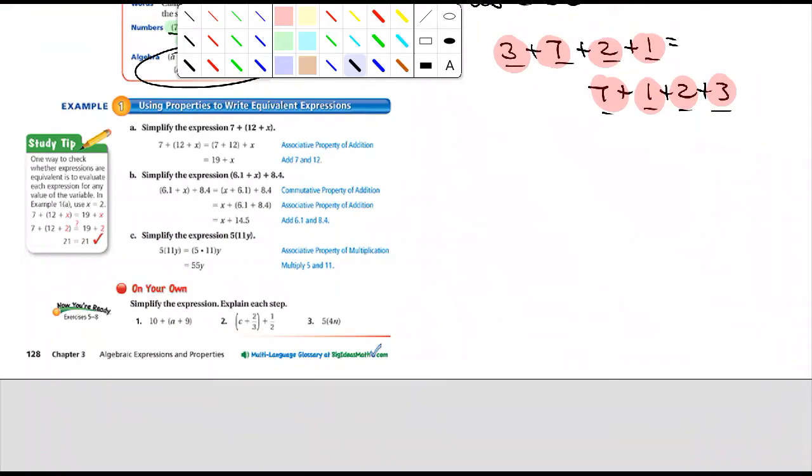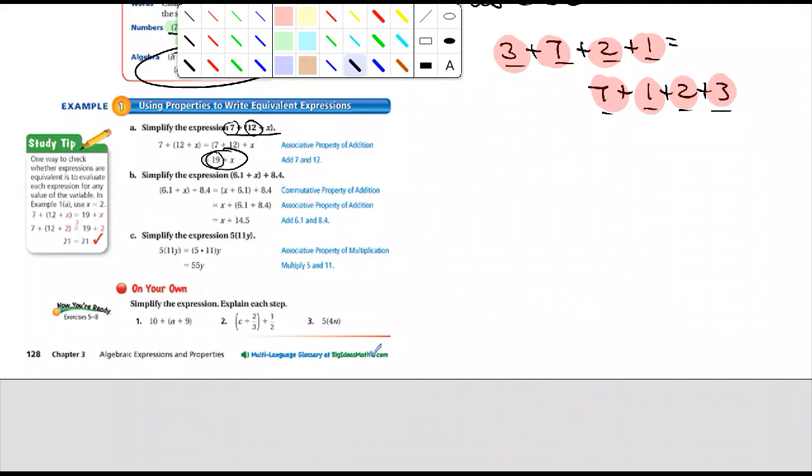So example 1 here, it says simplify the expression. And so this is an example of the associative property. So it has a grouping symbol. And so what have they done here? They got 7 plus, and then 12 plus x. Well, notice what they did here. They just added the 7 and the 12. You can't do anything with the x because we don't know what it is. What's 7 plus 12? It's 19. So 19x would be simplifying this expression.